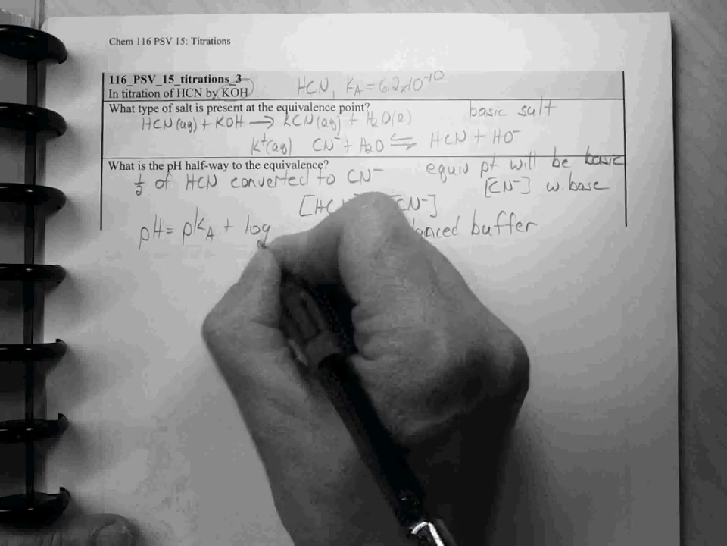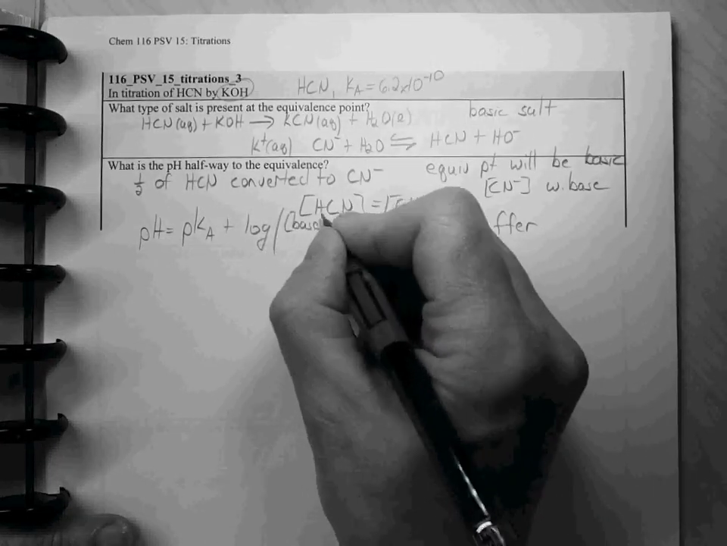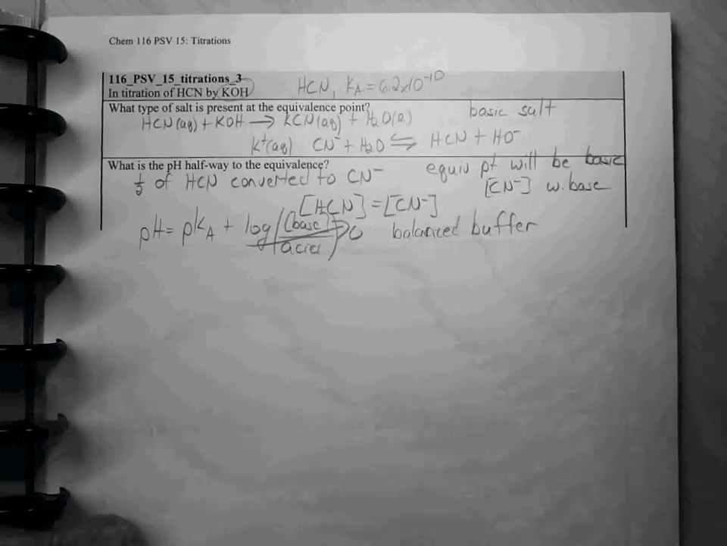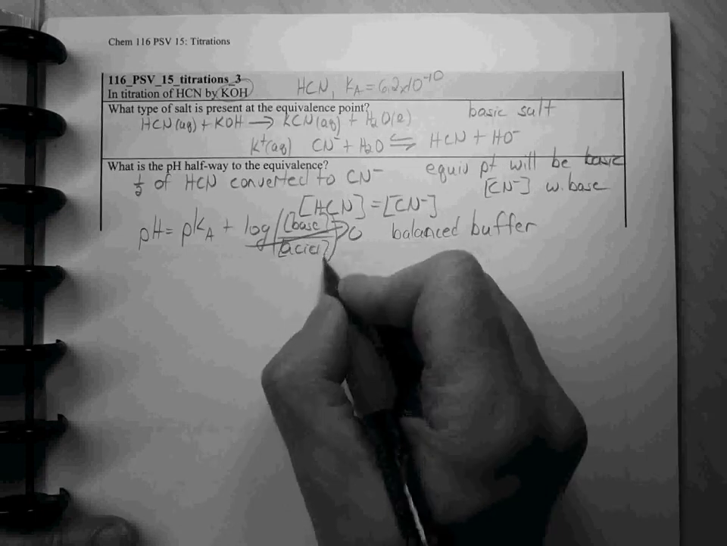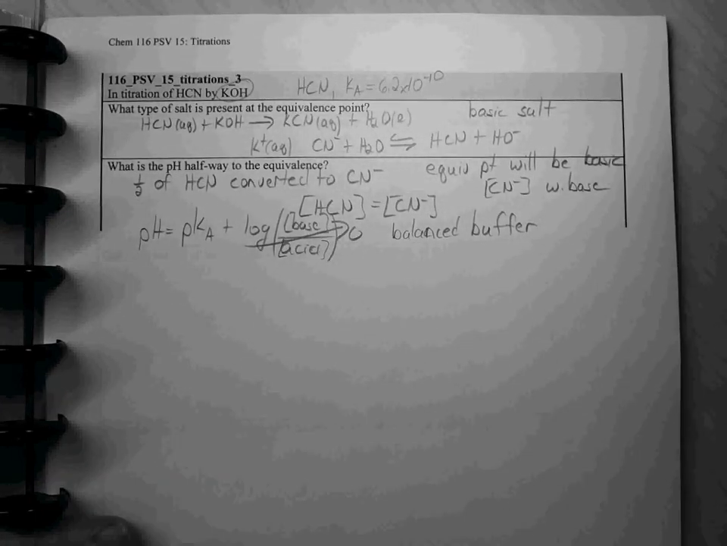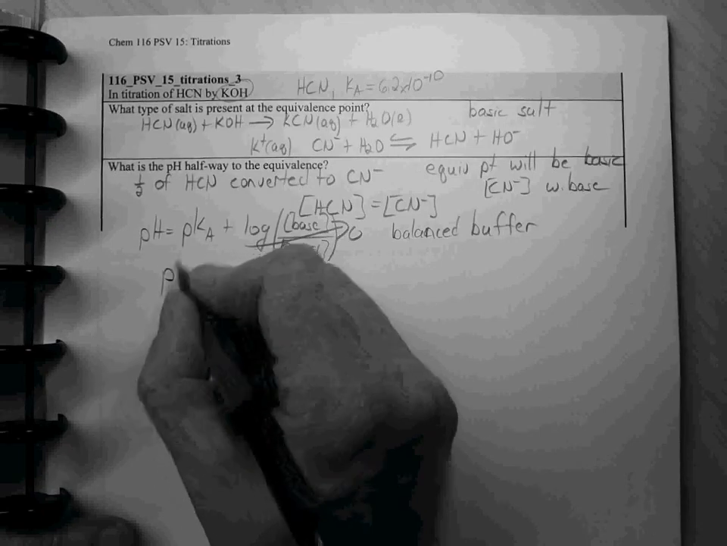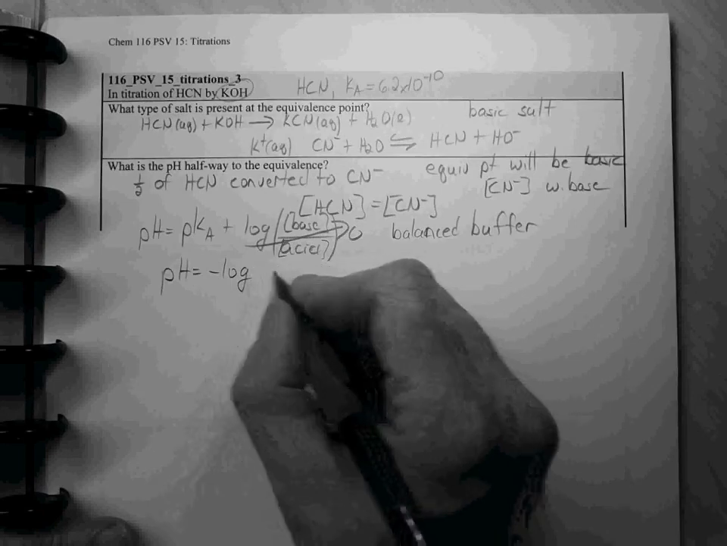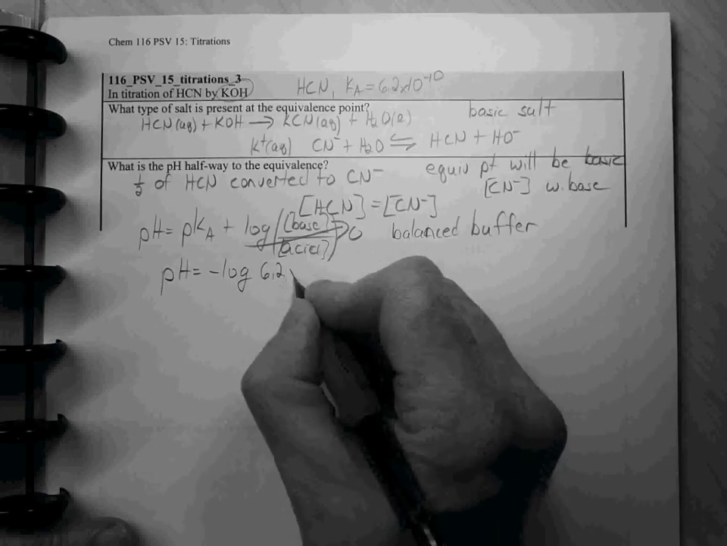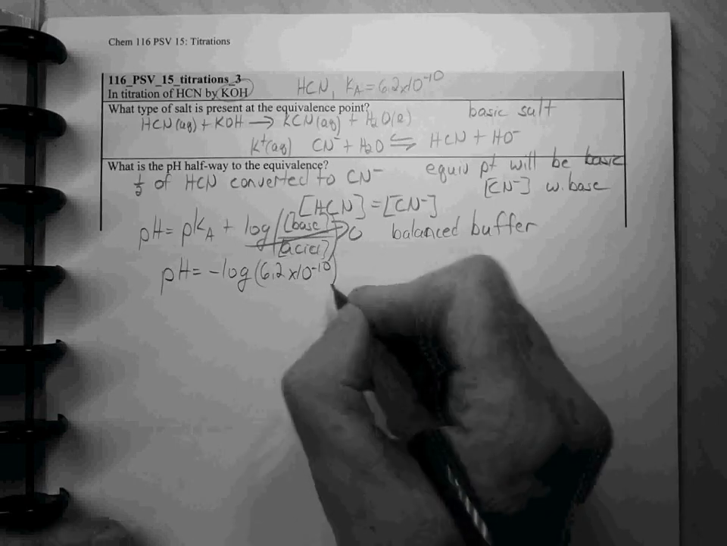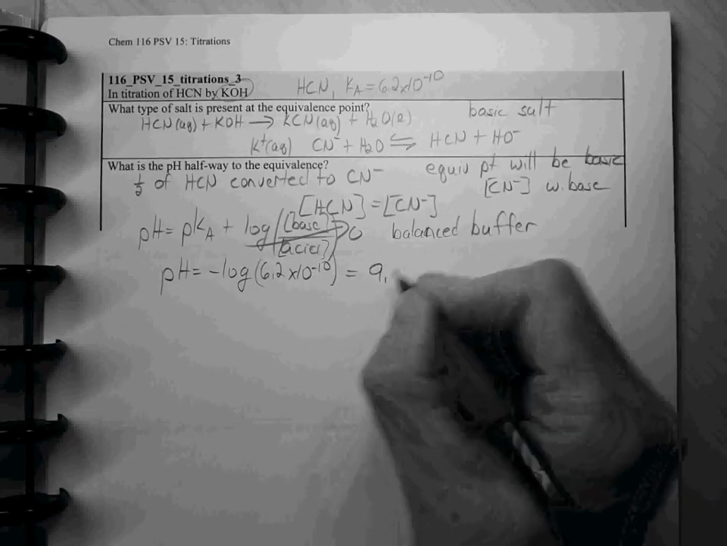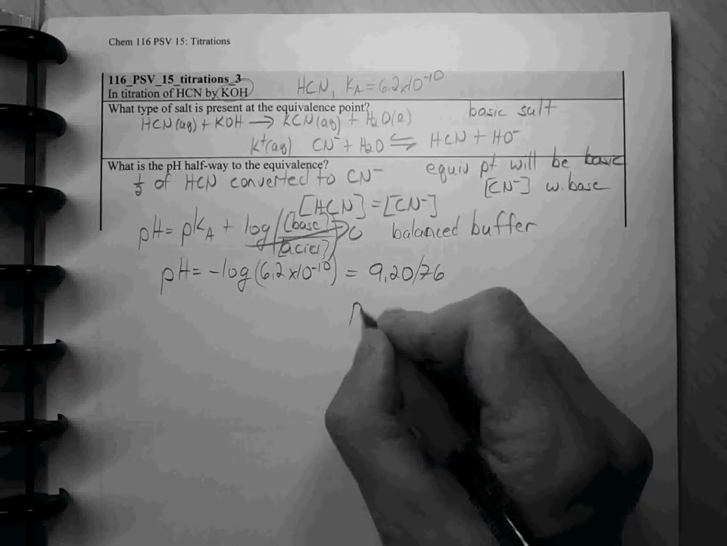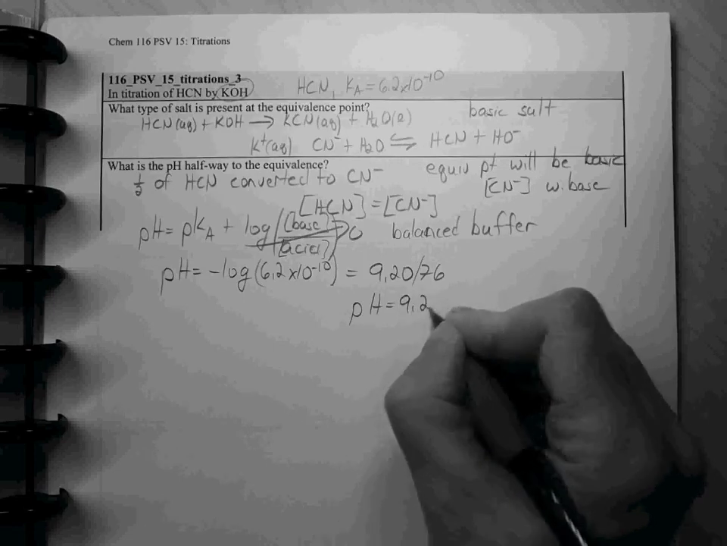Because remember this term, the log of the base concentration to the acid, goes to 0 because the concentration of the base is the same as the acid. The log of 1 is equal to 0. So pH is equal to pKa, which in this case is the negative log of 6.2 times 10 to the minus 10, which is equal to 9.2076, or with 2 sig figs, our pH is 9.21.